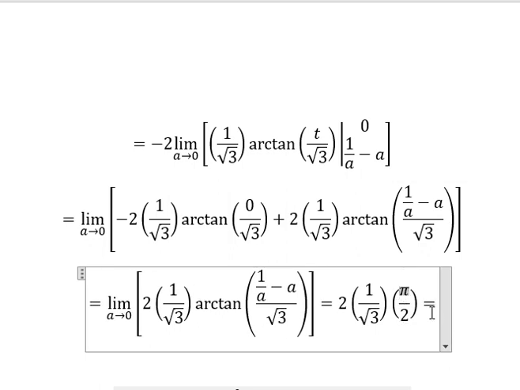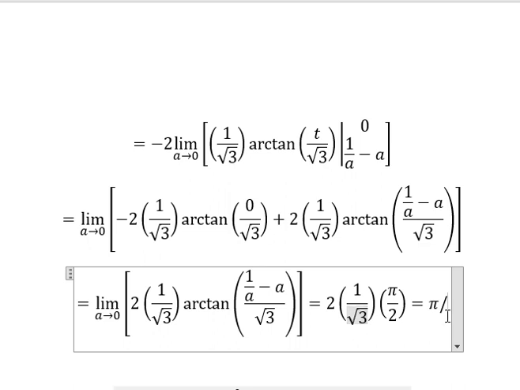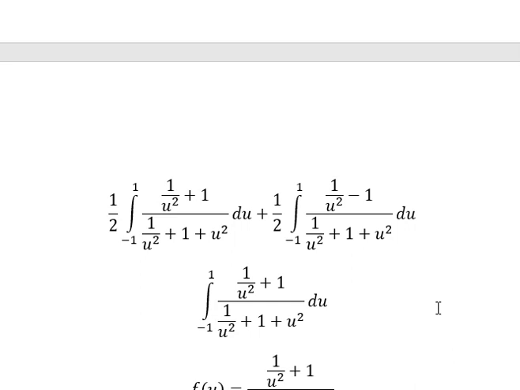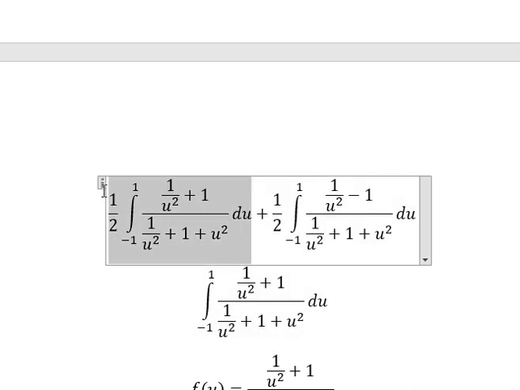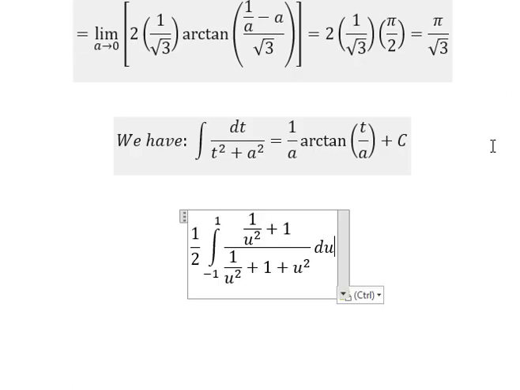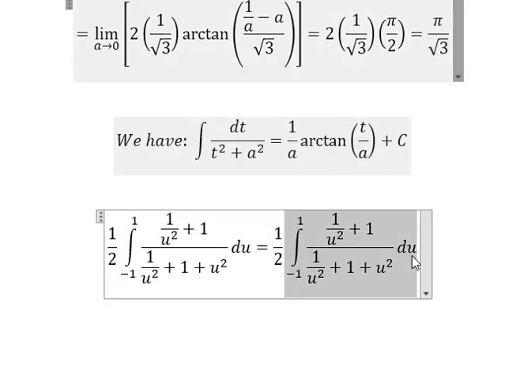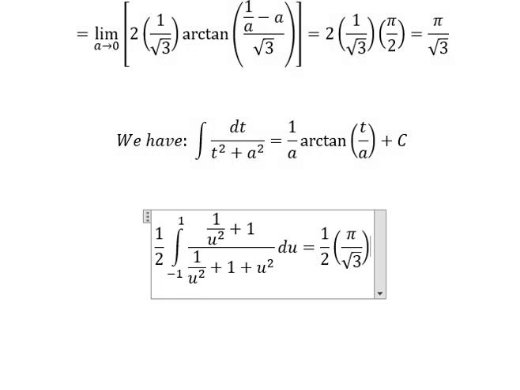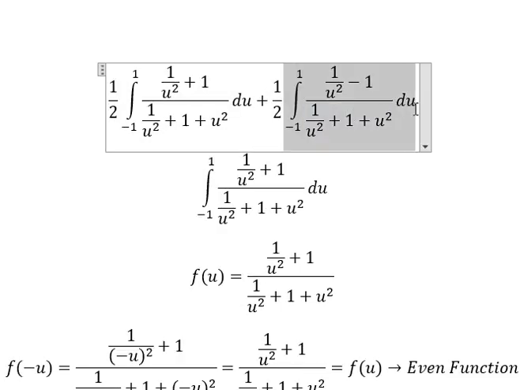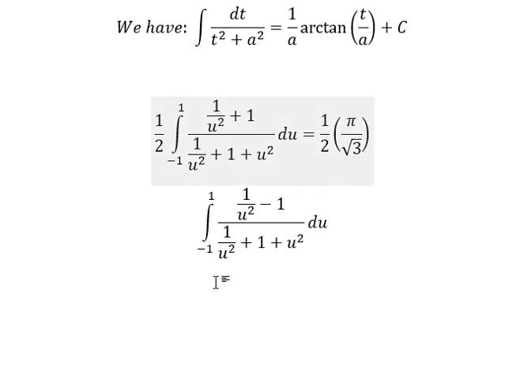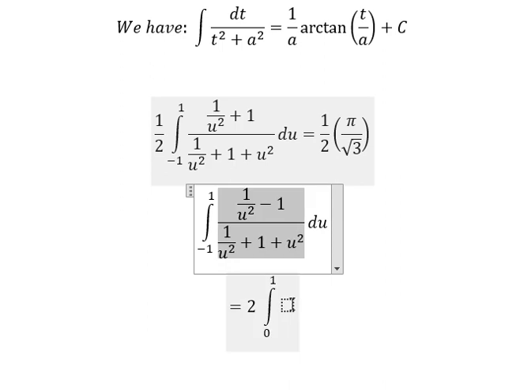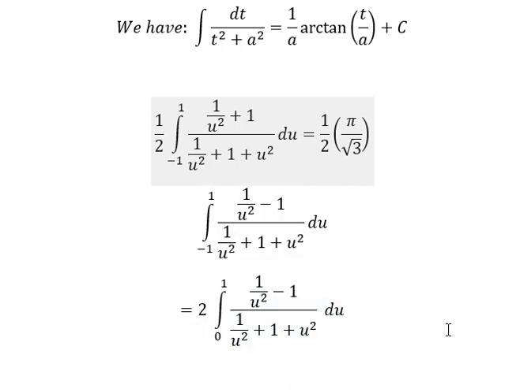So we simplify, and we got like this. Now we need to return back to this one, and this one is about this one. Now we consider this one. If we use odd and even functions, this is an even function, and we can put like this. And then we need to put the limit.